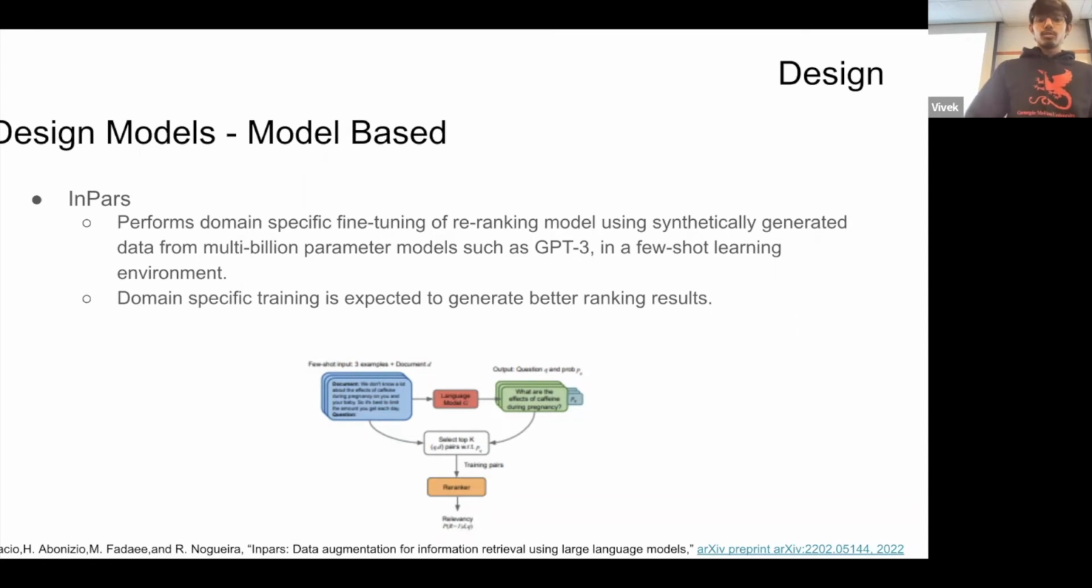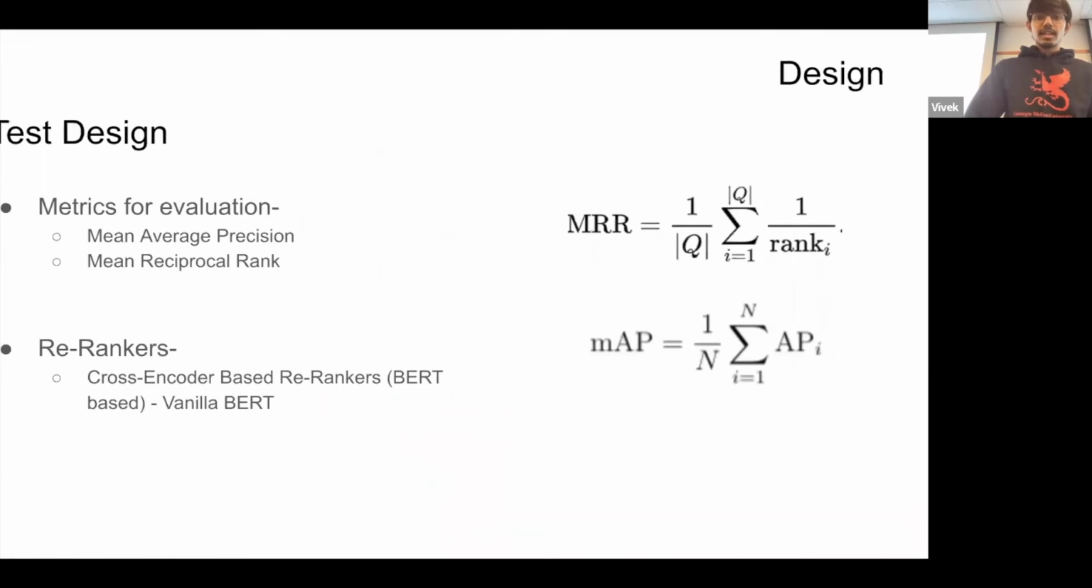So what we want to do here is use a freely available version of GPT, such as GPT-J, for our experimentation. Next, moving to the test design. In all our experiments, we would be evaluating our models based on two metrics, mean reciprocal rank and mean average precision. As we are fine-tuning re-rankers, we are currently experimenting with vanilla BERT.